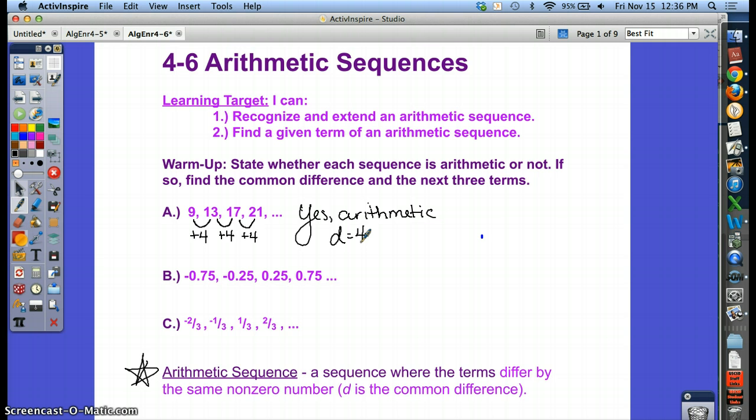Try B and C. Look for that pattern. See if you have a common difference. If you do, it's an arithmetic sequence. So try those now. Then we can go over them together.